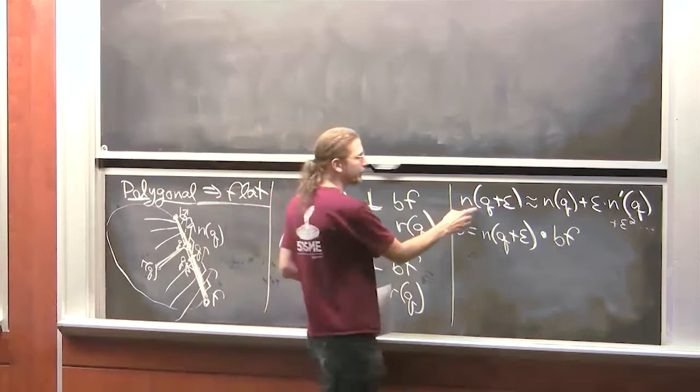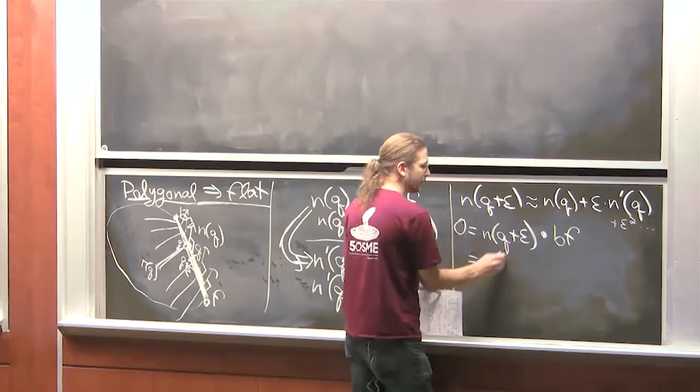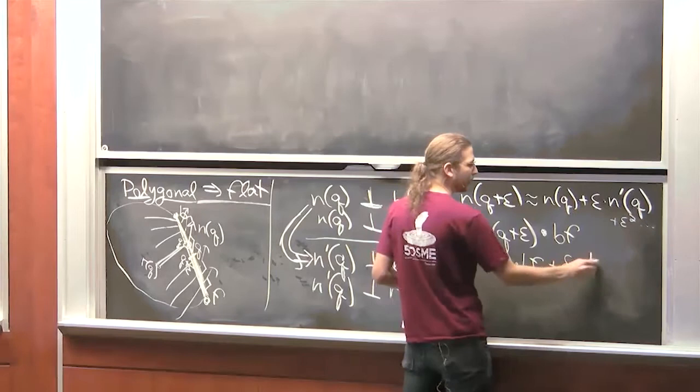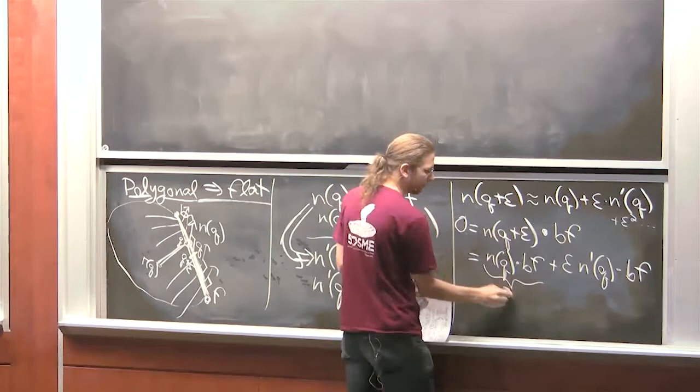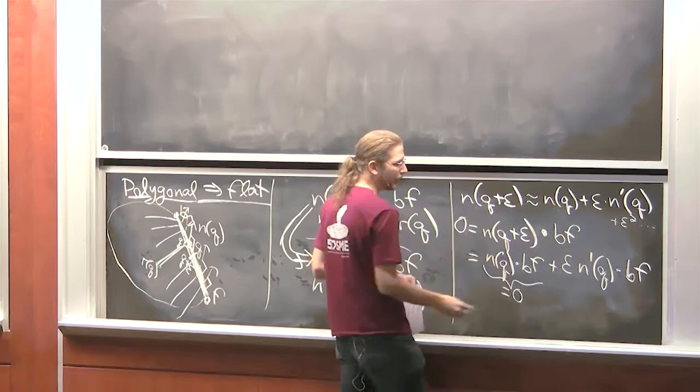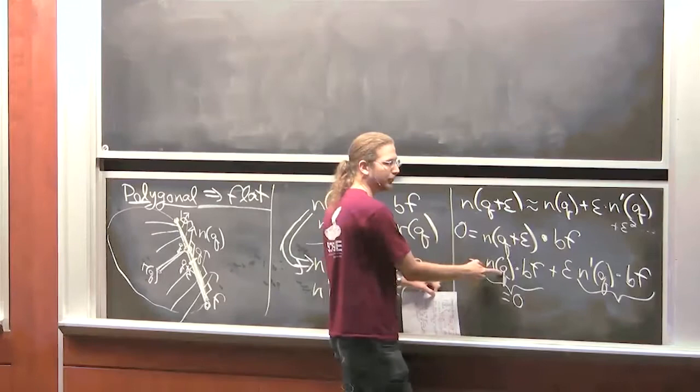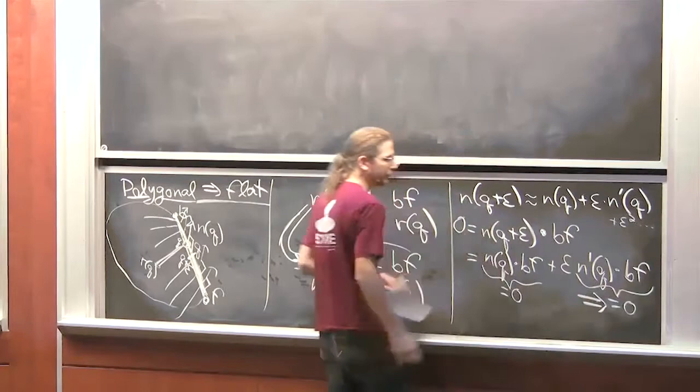So we get n of q dot bf plus epsilon n prime of q dot bf. That's just distributing that sum over this product. Dot products work okay that way. Now this thing is also 0. Because this is just another point Q dotted with BF, and these should always be perpendicular. And this is the thing we care about. Now, if this whole sum is equal to 0 and this term is equal to 0, then this better be equal to 0. So, right, implies this thing equals 0, and that's what we wanted, that N prime of Q is perpendicular to BF. So that's the algebra way to see it.